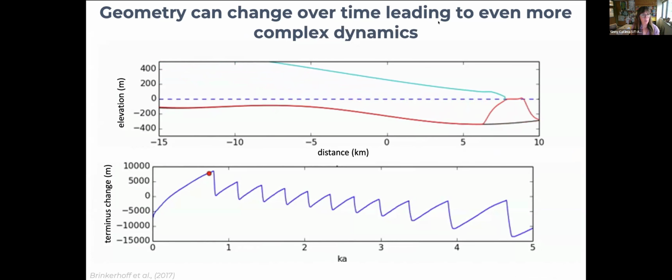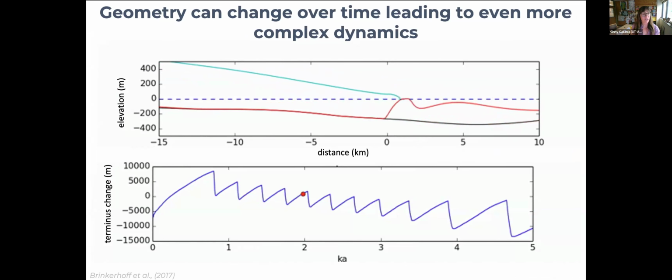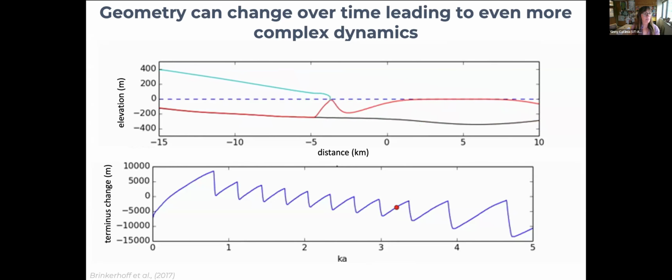And we know this is true because a study came out in 2017 that showed how if the geometry changes because of sedimentation evolving and creating new topography over time, this can lead to advance and retreat of glaciers on reasonably long time scales.